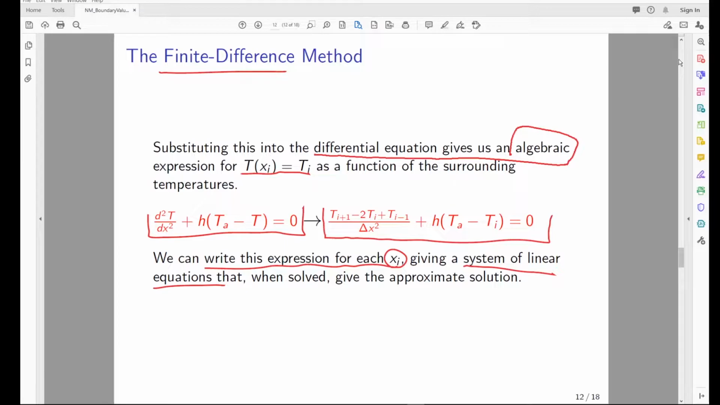Okay, we're after, of course, T for all different values of x, and so if we can solve the system of linear equations, we're going to be left with just that.